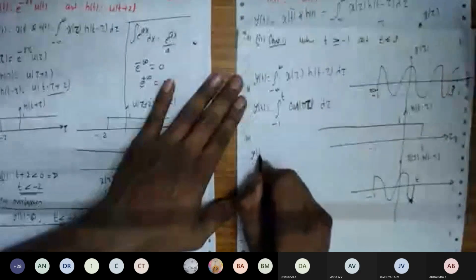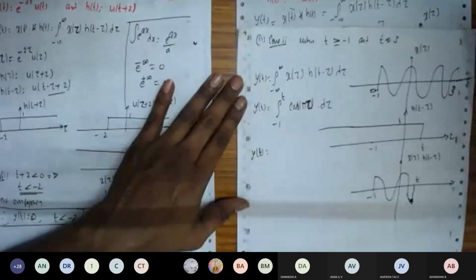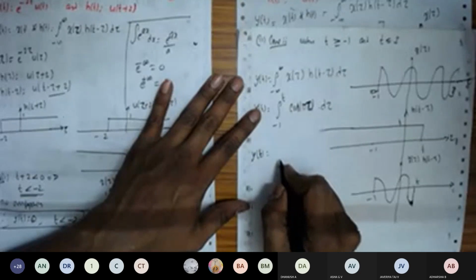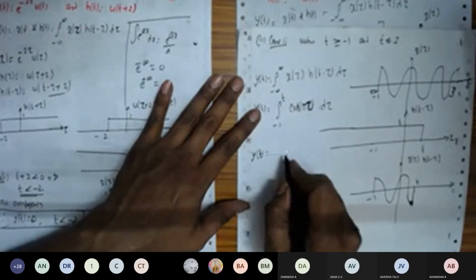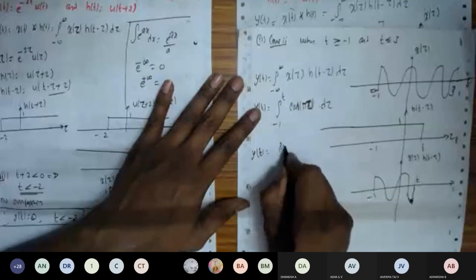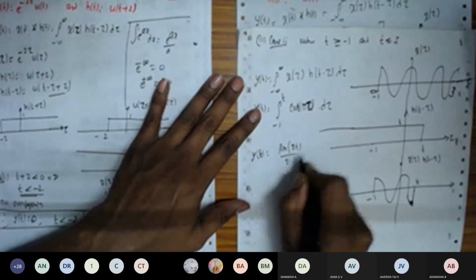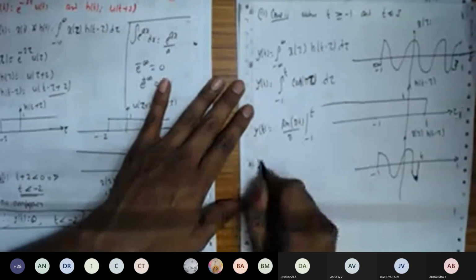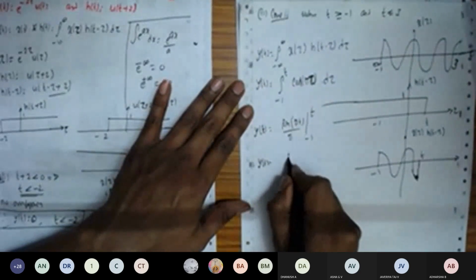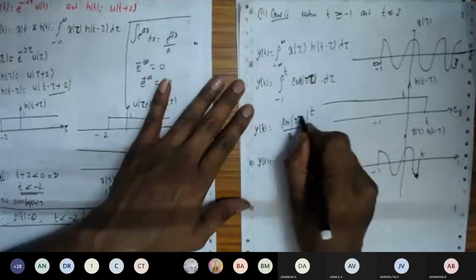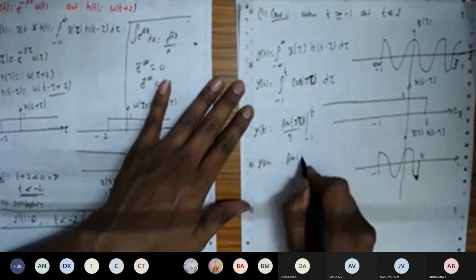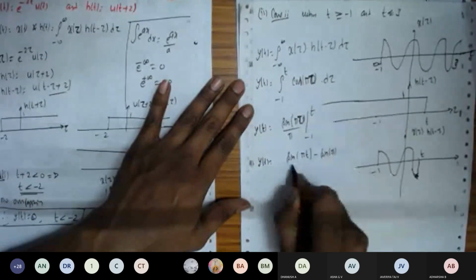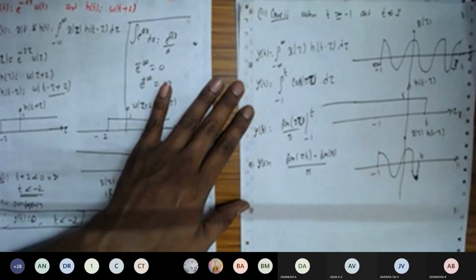Okay, so you know the integration of cos ax is sin ax by a, right? So it is sin pi tau by pi, with the limit from minus 1 to t. Let us substitute the limits here. So y of t is equal to sin pi t minus sin of minus pi, divided by pi. This is pi tau here, not t, it's tau.